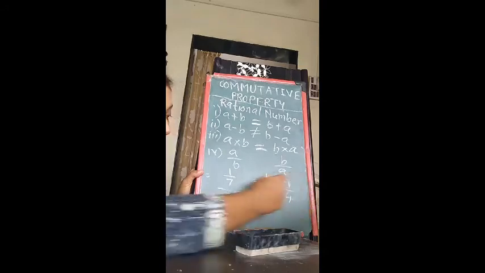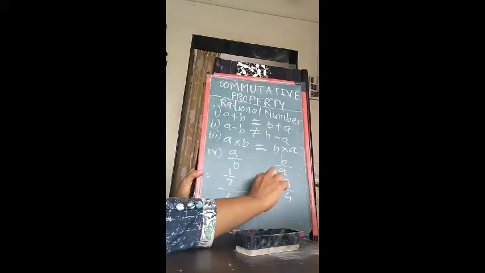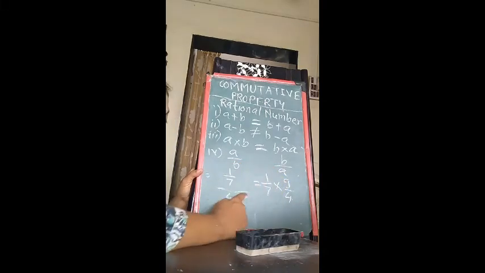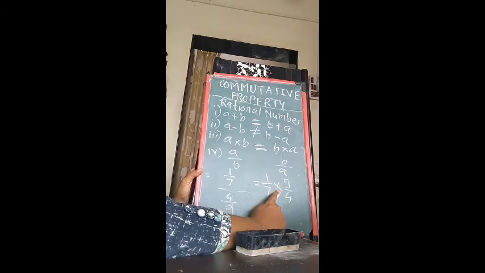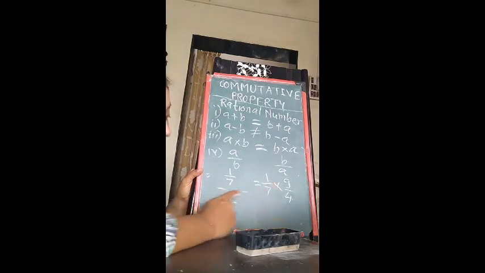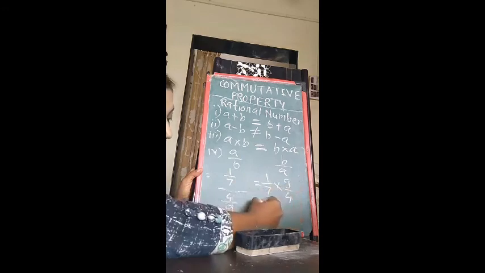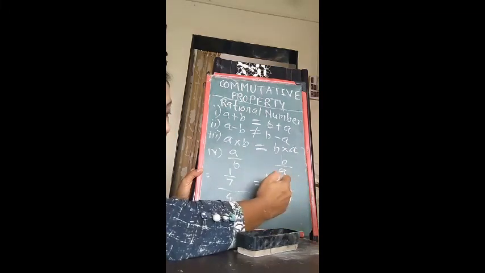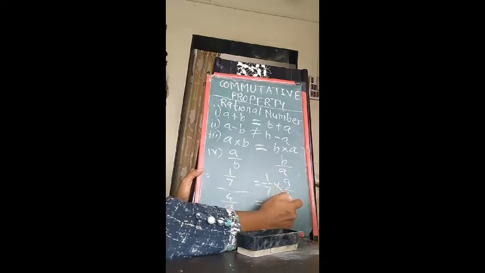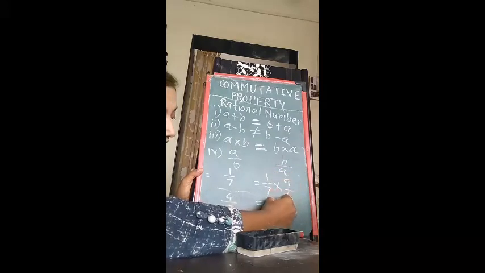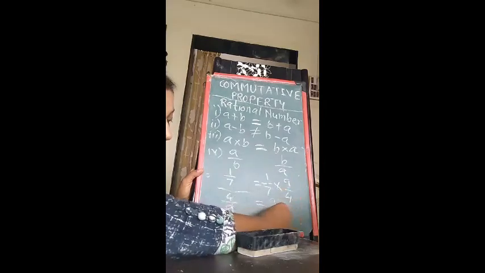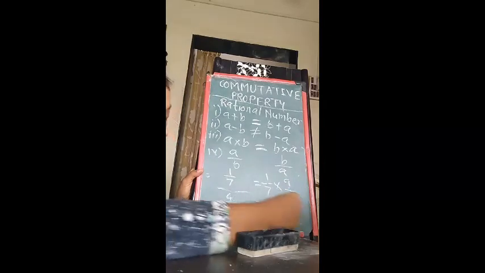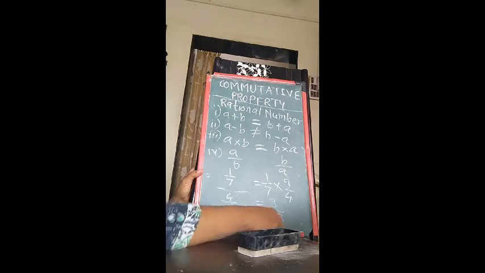Have you got this? 1/7 we have taken the same, but instead of the division sign we have given the multiplication sign, and as we are giving the multiplication sign we have to inverse this number. Reverse 9/4. Now we can multiply these two numbers. Numerator को आपको पहले multiply करना है, then दोनों denominator को. So 9 1s are 9 and 7 4s are 28. So the answer is 9/28.